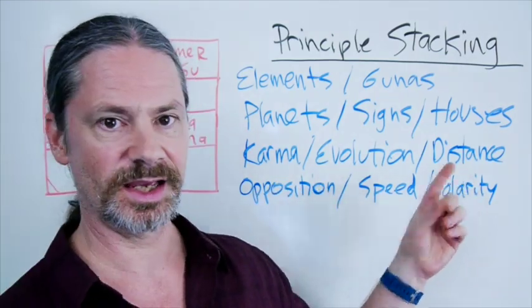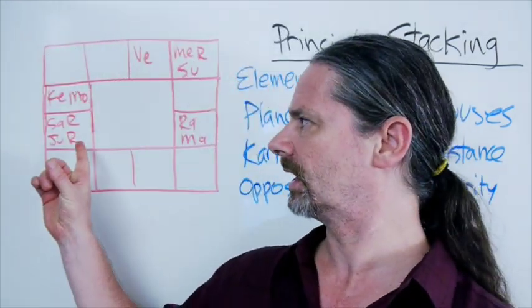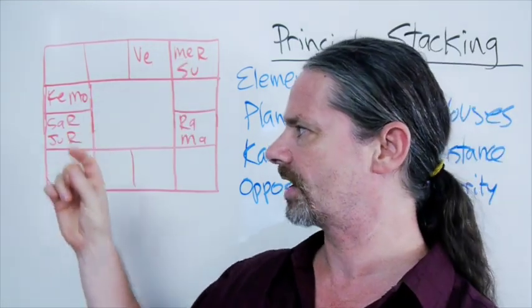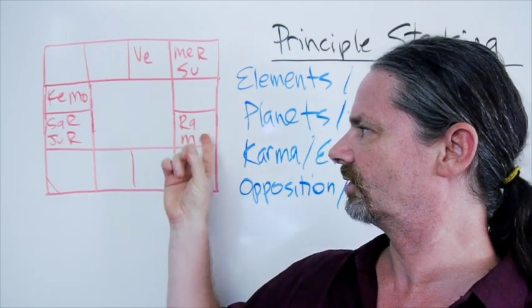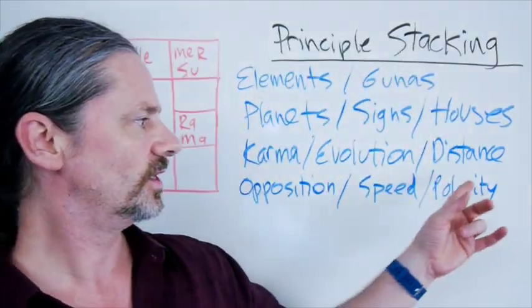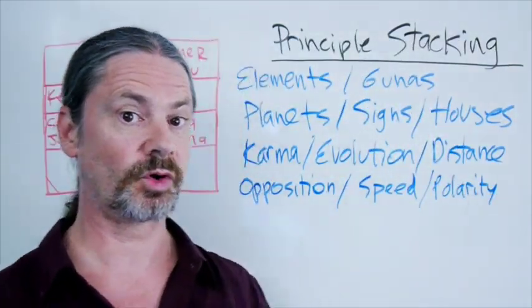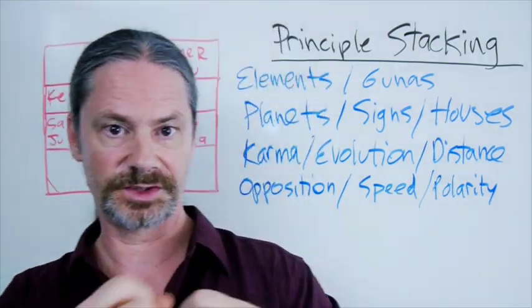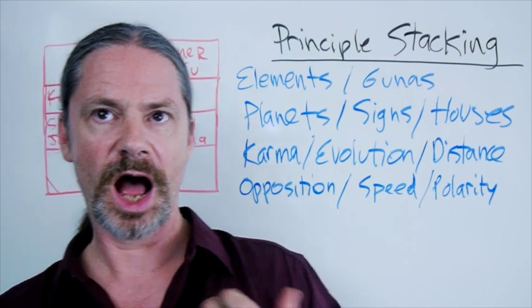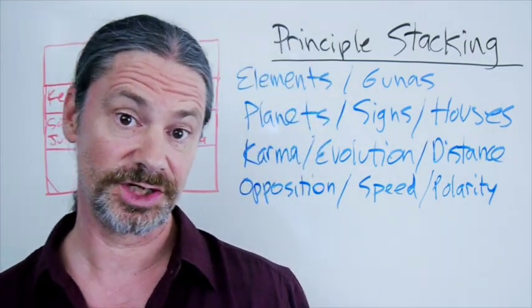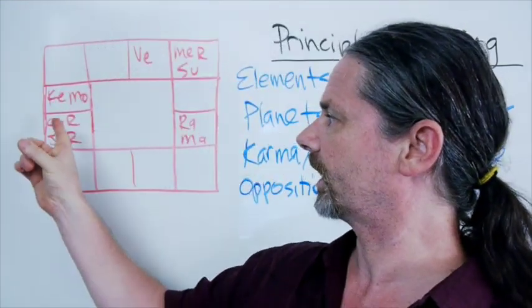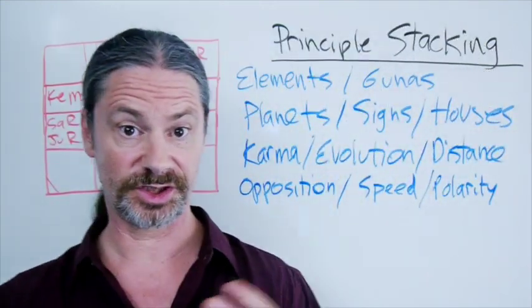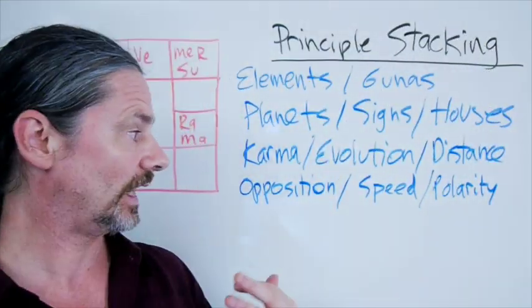Distance is a principle. You see, when Lady Di was born, Mercury and Venus were very close. Jupiter, Saturn, very close. Rahu and Mars, very close. So distance is an important principle. Opposition, things that are opposite each other. For instance, Venus and Mars are opposite forces, opposite energies. When you start looking at an astrology chart, there are things that are opposite other things. Opposition is an important principle in life.